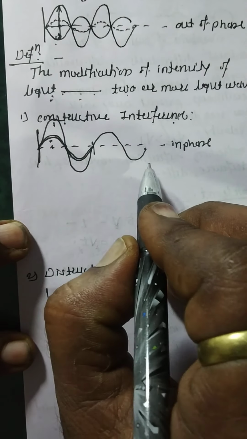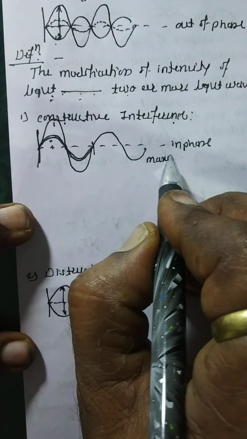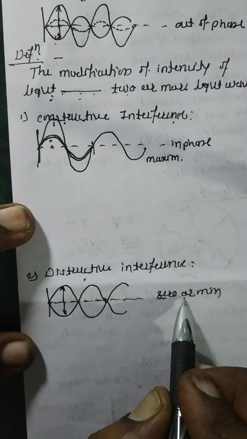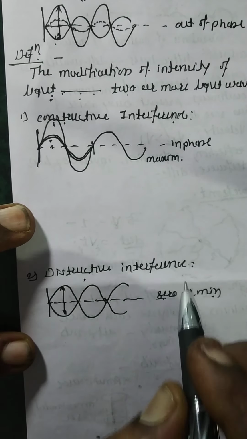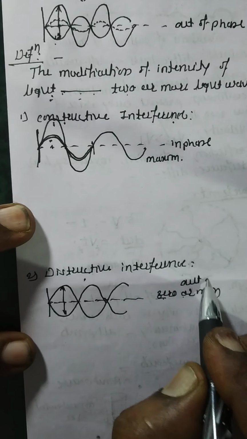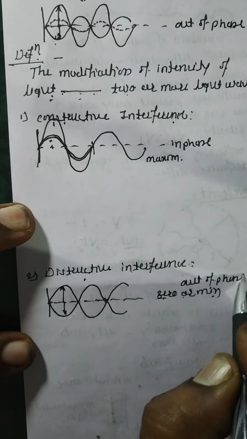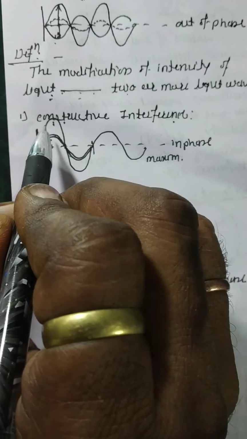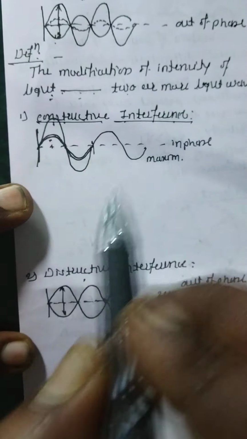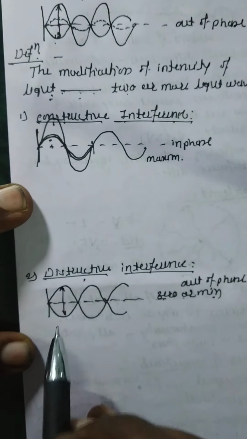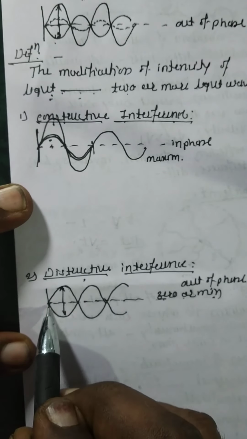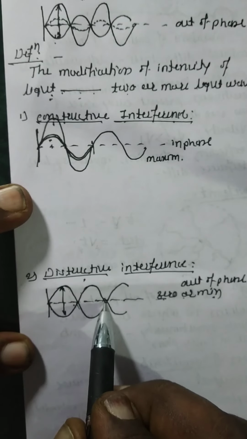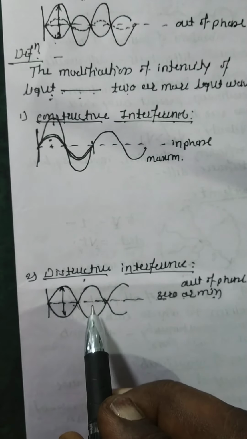In this case, resultant intensity is maximum. In this case, resultant intensity is 0 or minimum. Waves are out of phase. Such an interference is called as destructive interference. In this case, crest due to one wave is coincided with trough due to other, or trough due to one wave is coincided with crest due to other.